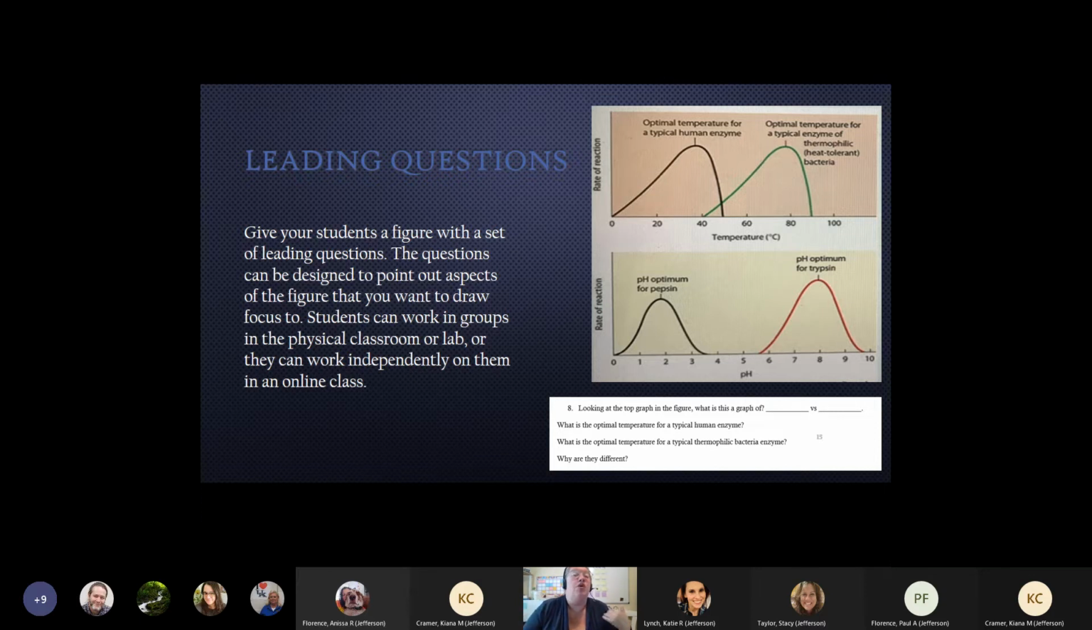The questions are designed to really have them look at things like the labels. It may ask them, what do the colors represent? What do the arrows mean? What are the arrows representing here? Some of those conventions that you want them to pay attention to.